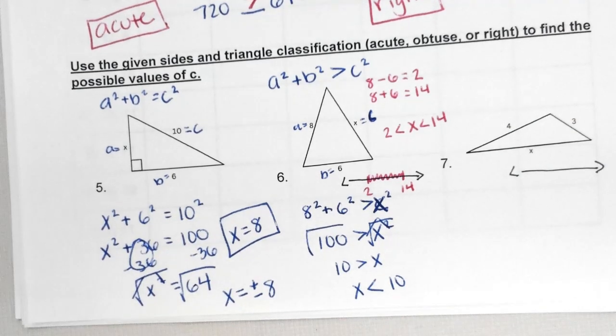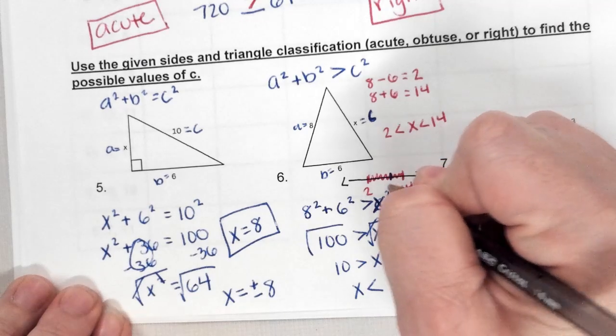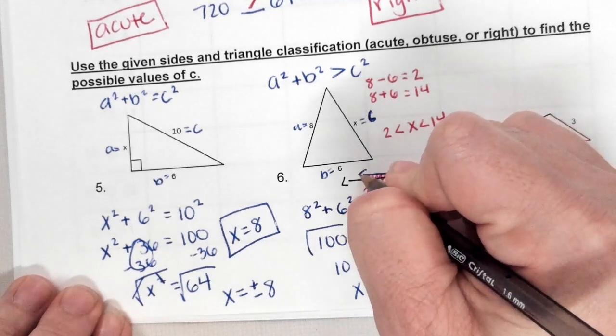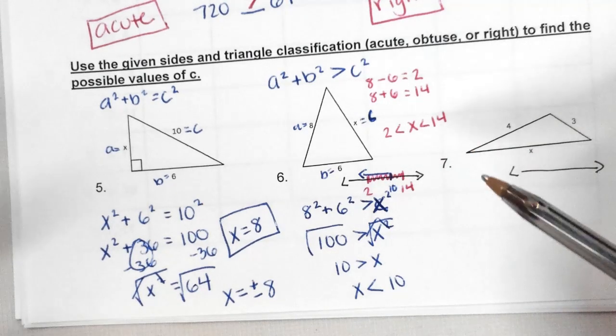Now, what else did I just solve and find out? It's less than 10. So 10 is probably somewhere about here, and less than is that way. Now, where does it double shade? Where does it satisfy both of those inequalities?